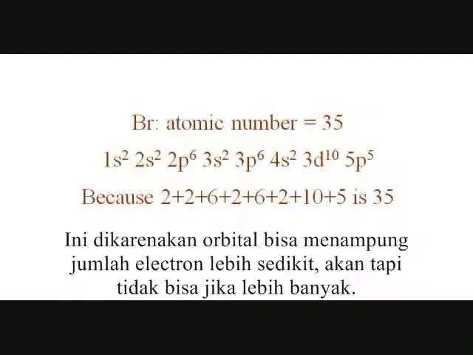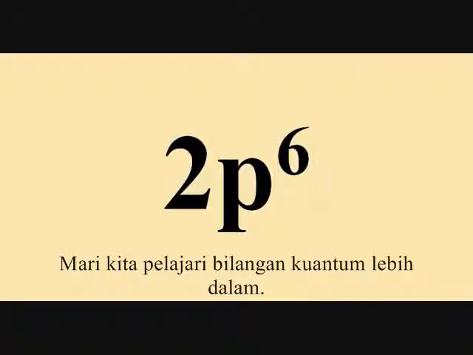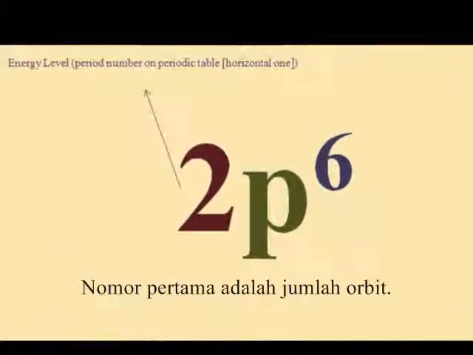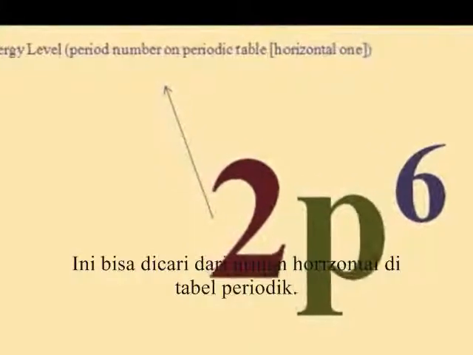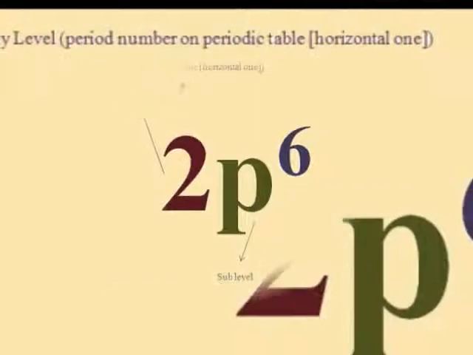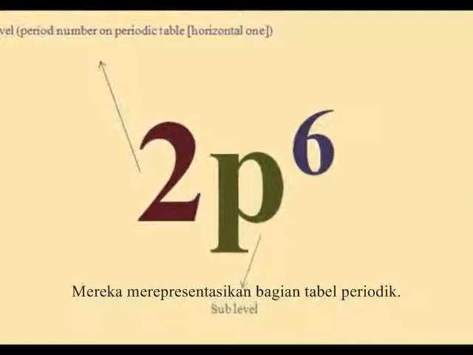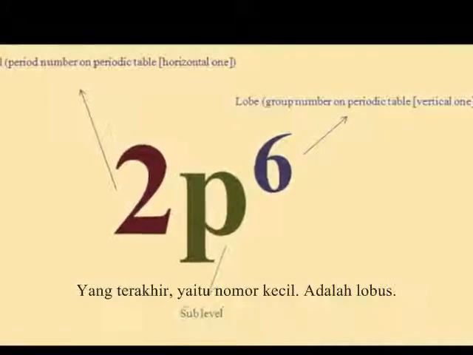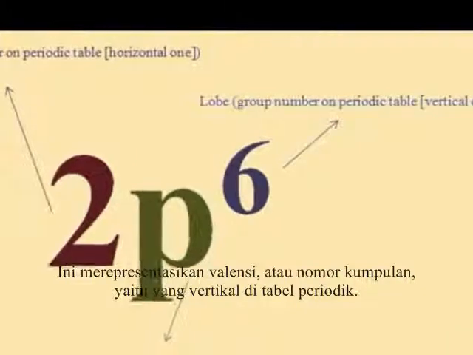Let's go deeper on our numbers. Now, the first digit is a number, which is the energy level, also known as the number of shells. This can be referred to as the horizontal order of the periodic table, which is also called the period. The next digit is the letter, which is the orbitals. They represent sections of the periodic table. The last one, which is the little number on the top, is called a load. It represents the valencies, also known as the group number, and it is the vertical order of the periodic table.